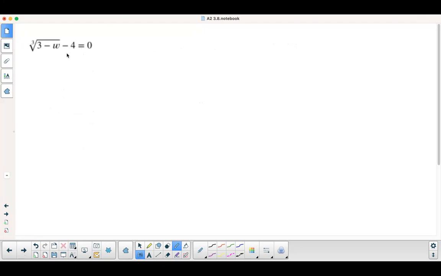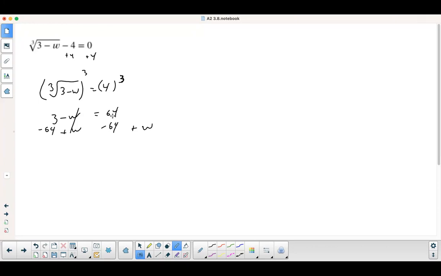All right, so this one I got to move the 4 over to the right. Then I can cube both sides. Let's see here. I'm gonna move the w over to the right and move the 64 over to the left. That gets me right there. Okay, so I get -61 equals w.